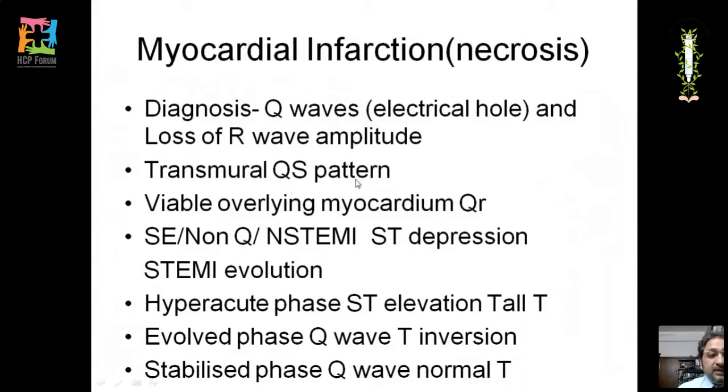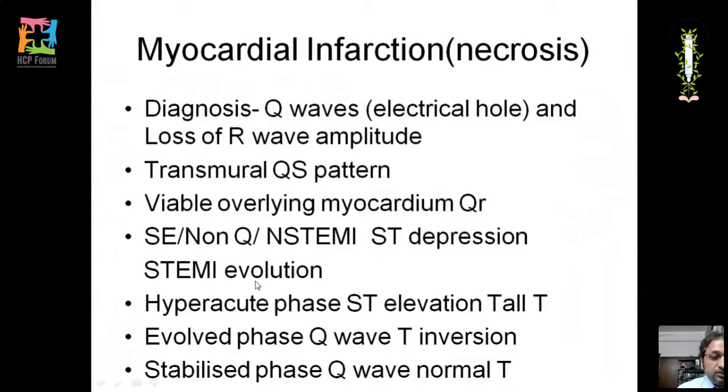But if there is somewhat viable overlying myocardium remaining, it will have a QR pattern. The small r will signify that part of the overlying myocardium which is viable. But not all kinds of infarct have a Q wave, and those are the subendocardial non-Q, non-STEMI infarcts, where usually we get an ST depression.